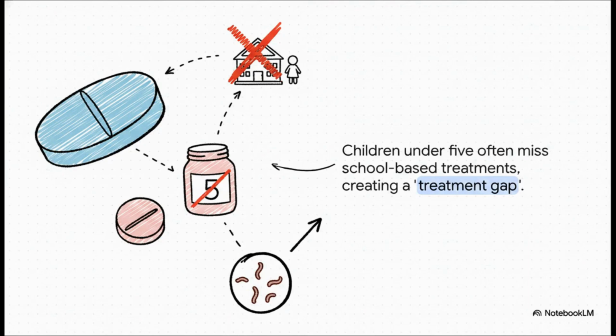But there's a catch with the school-based model. It misses the really little kids, the preschoolers, who we now know are also at high risk. This has created what people call a treatment gap, and it's a huge focus of the work right now, with new kid-friendly versions of PZQ being developed.